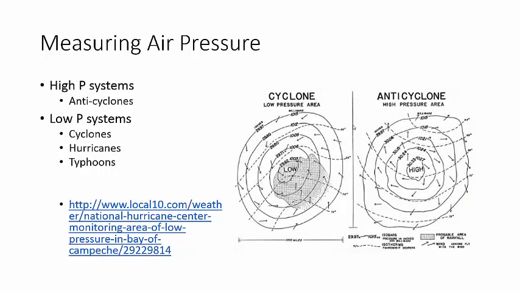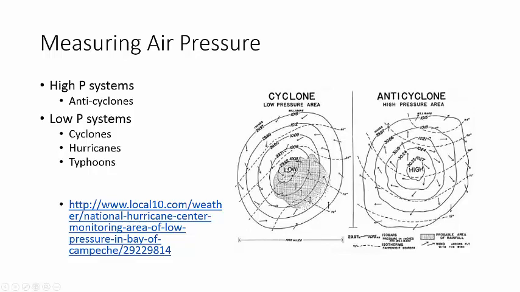Just to give you another example, cyclones and anticyclones. So high pressure systems are called anticyclones. Low pressure systems are called cyclones. Okay? You can see hurricanes, typhoons, whatever. Low pressure systems, cyclone is the general word for it. High pressure systems, anticyclones.